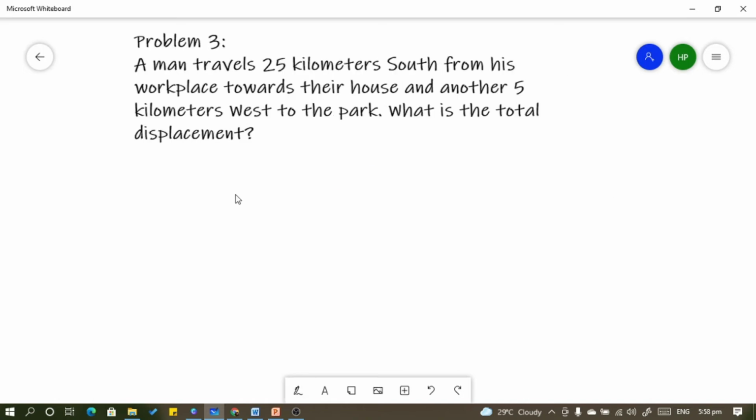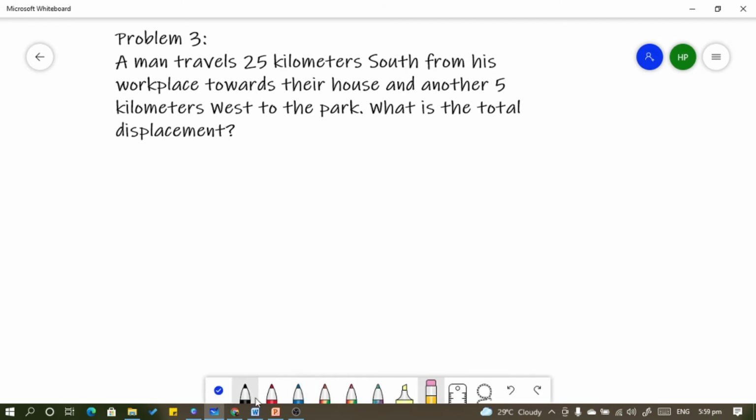Okay, a man travels 25 kilometers south from his workplace towards their house and another 5 kilometers west to the park. What is the total displacement? Let's draw an illustration to better understand the problem. Suppose that this is 25 kilometers south and this is the man's starting point, okay? And another 5 kilometers west to the park. So he went west towards the park. What is the total displacement?